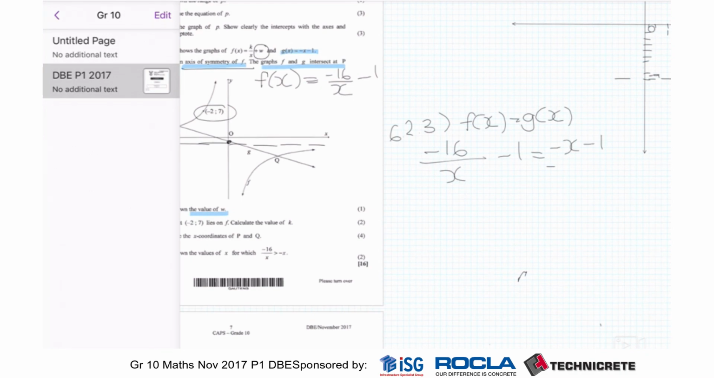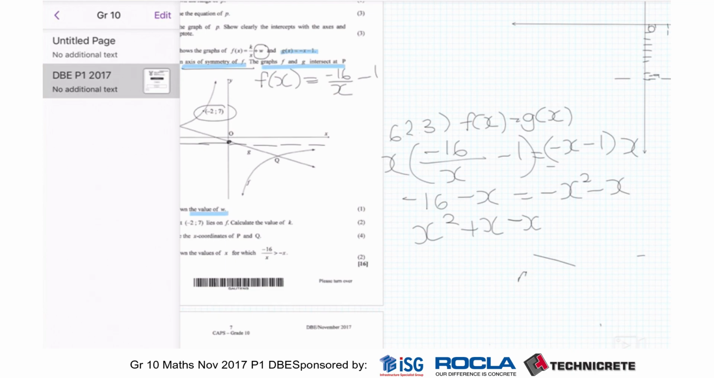Simple solving. Okay, so how are we going to solve for this? Firstly I want to get rid of this x as a fraction, so I'm going to multiply both sides by x. I'm going to get -16 is equal to -x squared minus x. Take this to the other side, so I'm going to have x squared plus x minus 16 is equal to 0. That goes away to become 0, so I'm going to be left with x squared minus 16 is equal to 0.